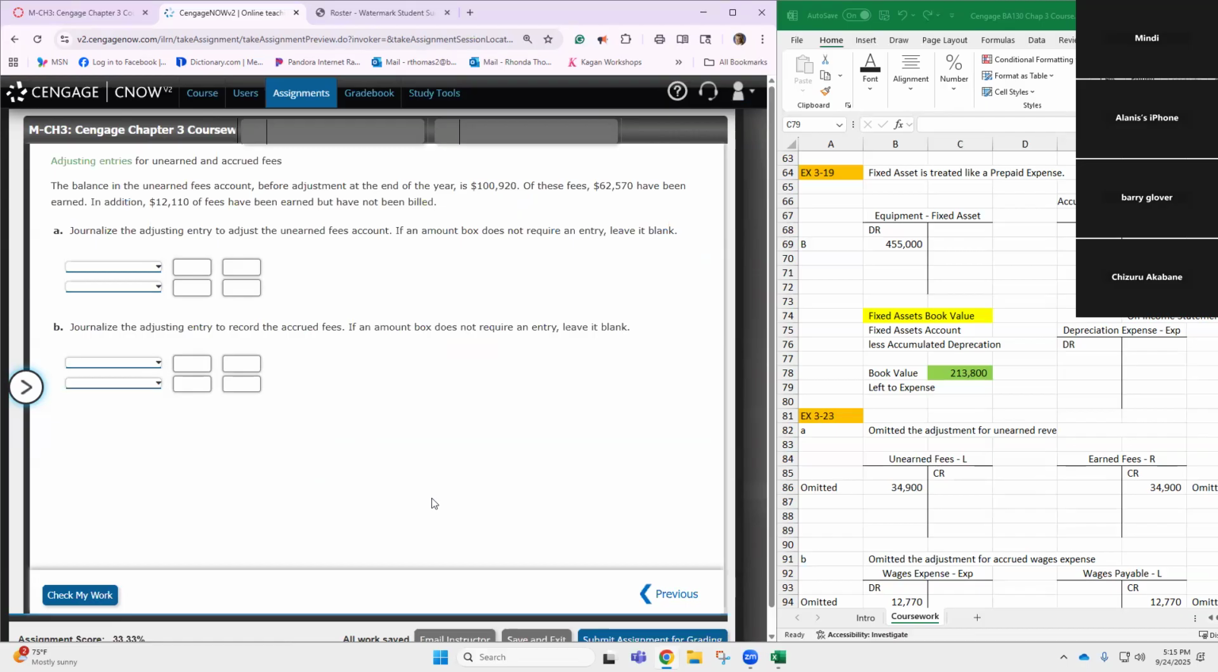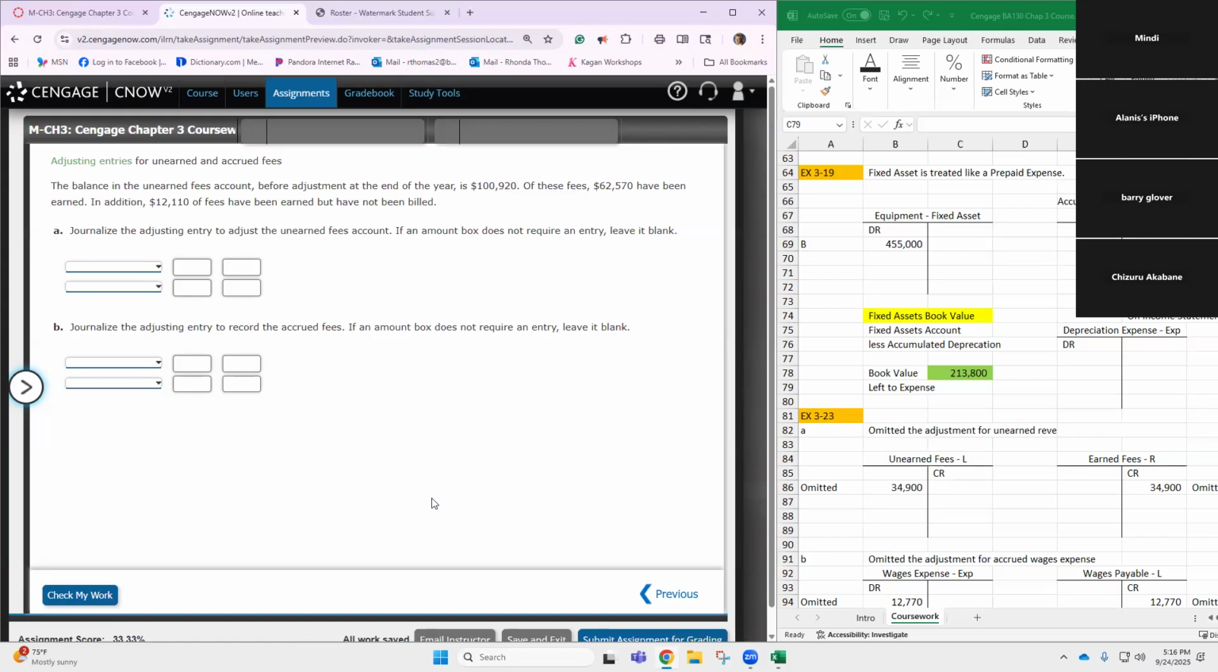Okay. Sometimes you have to make more than one adjustment. Right, so here it says, adjusting entry for unearned and accrued fees. These two entries both affect revenue, okay? So let's just start with some T accounts here. We're going to draw a T. Okay, draw a T. Let's put the first one in.